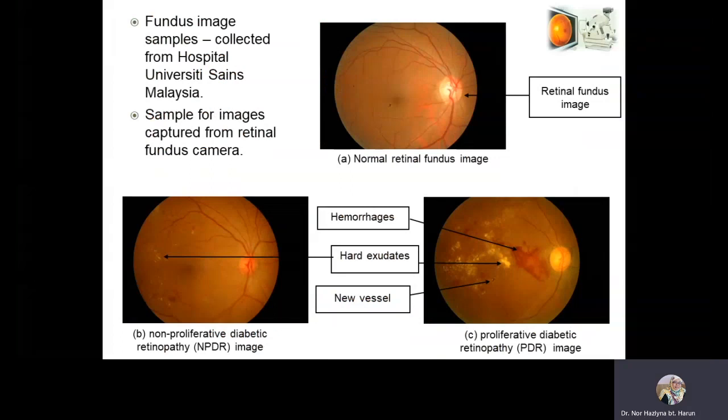Next, figure 2 shows fundus image samples captured using a fundus camera and collected from HUSM, Hospital Universiti Sains Malaysia, Kubang Kerian, Kelantan. Figure 2A is a normal retina fundus image, while figure 2B shows NPDR with the feature hard exudate. And figure 2C is PDR with the features hemorrhage and new vessel.